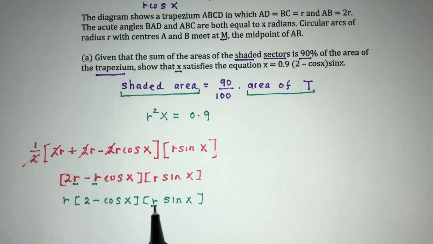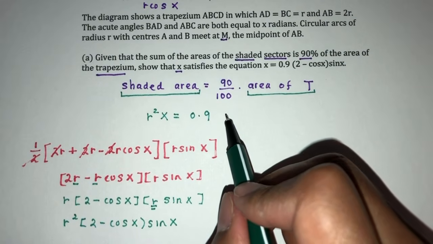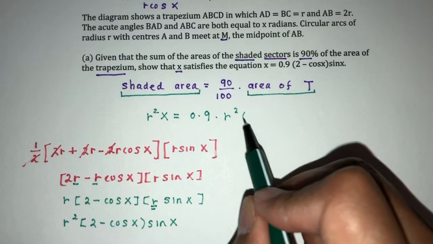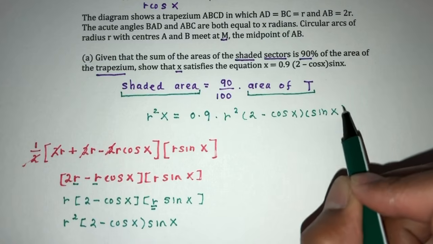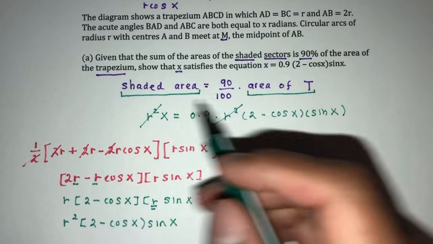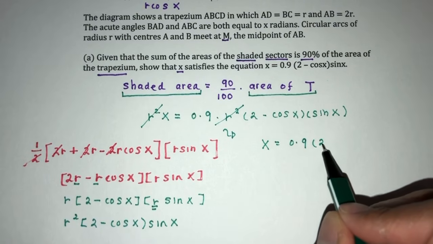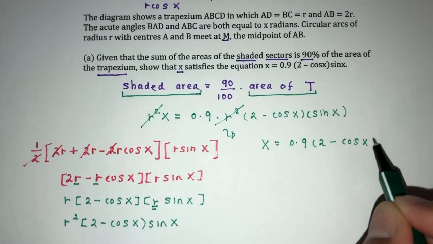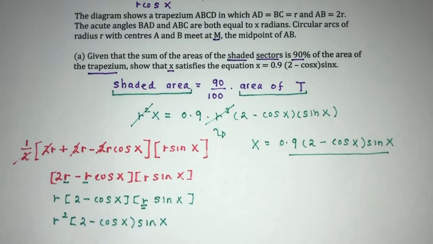And we can take out the r here. So take out the r, you will have r squared, and that will be 2 minus cos x and then sin x. So let's bring this on top. Here you will have r squared multiplied by r squared times 2 minus cos x multiplied by sin x. So this and this will cancel out. So finally you will have x is equal to 0.9 times 2 minus cos x sin x. This is shown as required. And this is your question, part 1, showing this is equal to this.